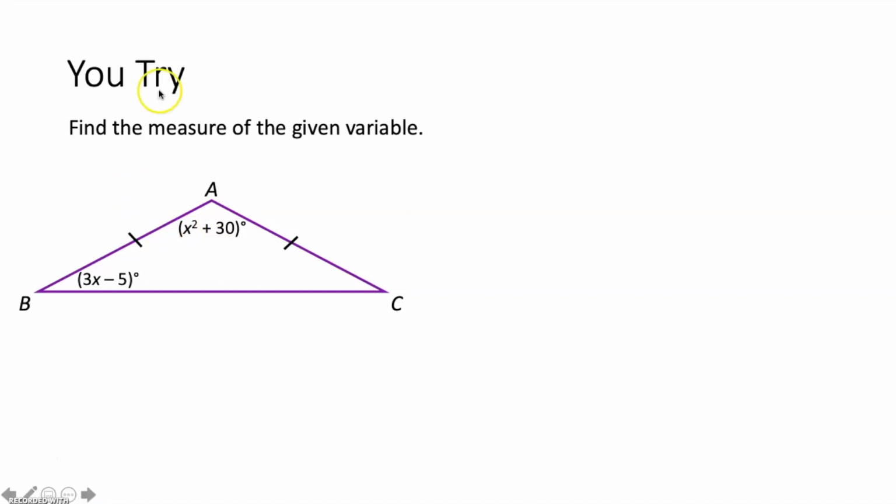Okay, doing the same thing here. I'm finding the measure of the given variable here. That's going to be x. So how do I find x? Well, again, I have a triangle, so I can just add up the measures of each angle and set that equal to 180 degrees. I know the measure of angle A, I know the measure of angle B, but I don't know the measure of angle C.